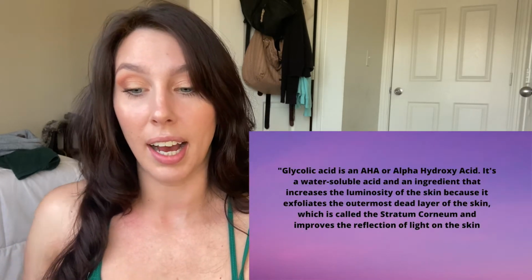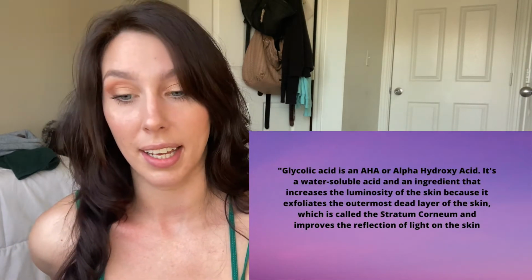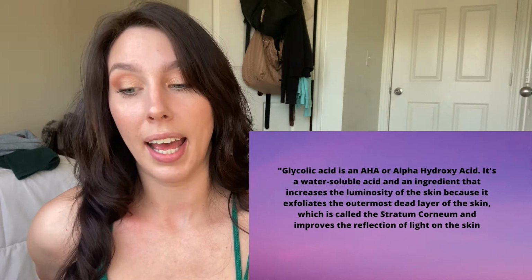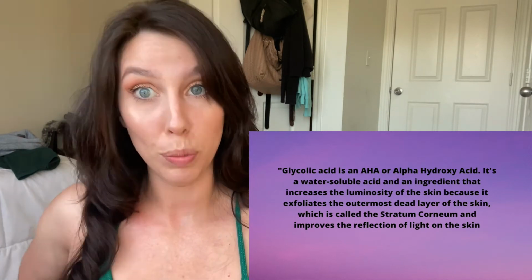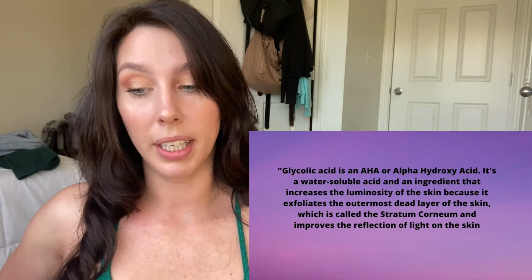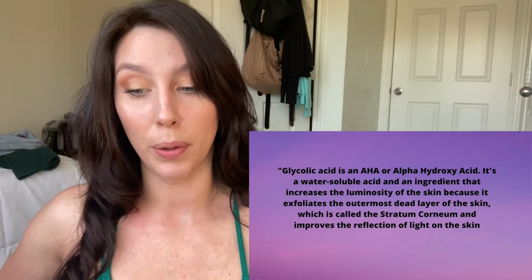in your ingredient list. So the first ingredient that you want to look for in at least one of your products is called glycolic acid. It's an AHA or alpha hydroxy acid. It's a water-soluble acid and an ingredient that increases the luminosity of the skin because it exfoliates the outermost dead layer of the skin. Basically, in short, it is your exfoliant.